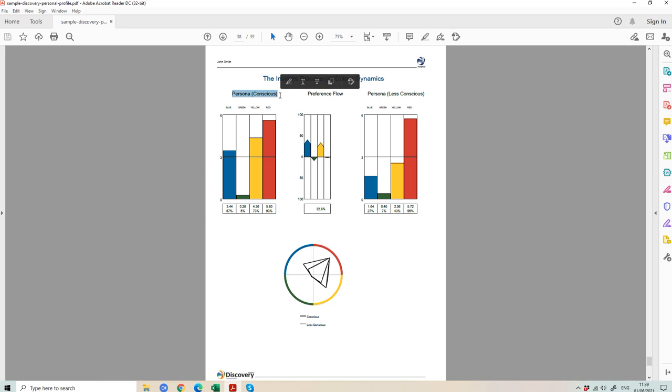Now, why do we say it's a conscious persona? Remember, a lot of what we do is actually subconscious, and so it's behavior that we've been doing over and over again for a long period of time. So when we call it the conscious persona, a lot of this behavior does actually occur unconsciously, but we're doing it in a conscious way, in the sense that we've decided at some stage during our careers that this is the way we like to operate in a work environment. That's the idea. The preference flow in the middle is literally the difference between our less conscious and our conscious.